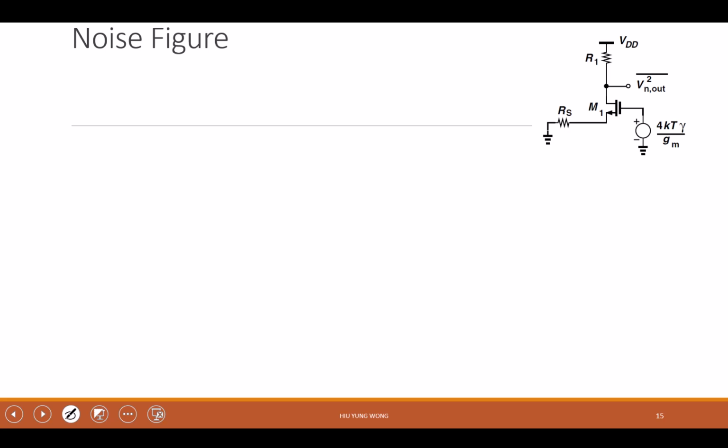So let's now look at the noise figure. Before that, I need to look at the noise one by one. Okay, R1. Based on what we have learned so far, what is the contribution?